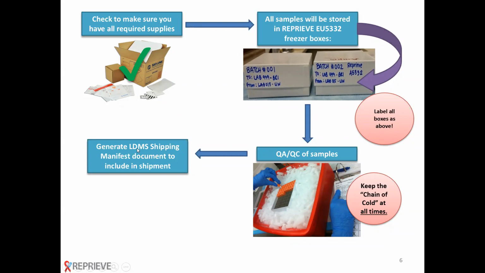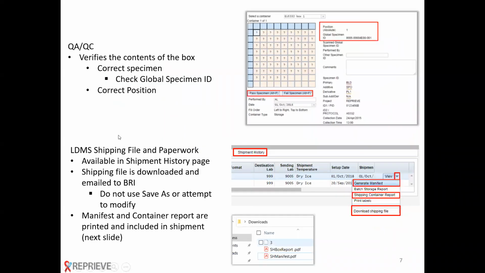We finished in our LDMS by generating our LDMS manifest and documents. Just as a quick reminder, the QA/QC of specimens, verifying the contents of the box. We're utilizing that global specimen ID, the whole global specimen ID, and using those pass-fail buttons at the bottom to move through the container.